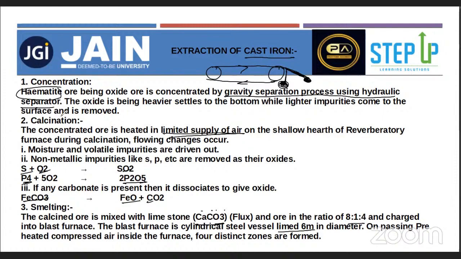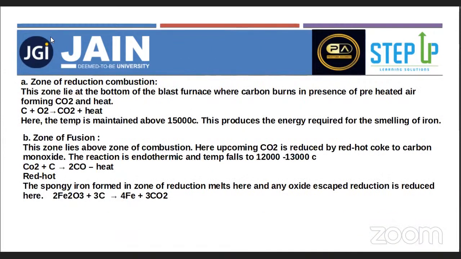The difference between roasting and calcination: roasting is an excess supply of oxygen, and here a limited supply of oxygen is there. There, the ore was separated by the froth flotation method. Here the concentration is done with the process of gravity separation. Now we have zones. We'll see in the next slide that the chamber is there. In the first zone, we have C plus O2 giving CO2 plus heat, an exothermic reaction.